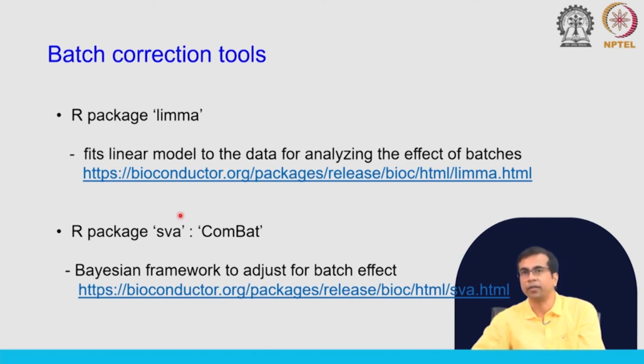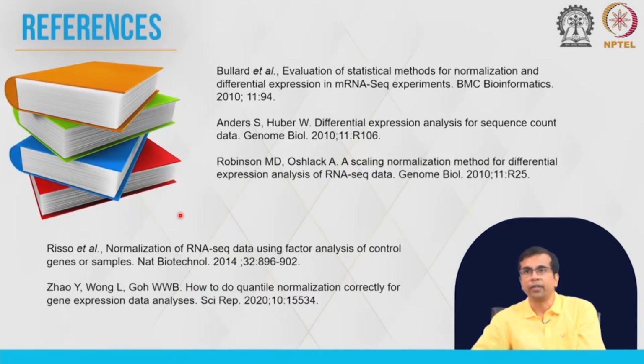And the second one is the function called ComBat, again correcting for batch effects. It uses a Bayesian framework to adjust for batch effect. I will not go into details, but if you are interested, of course, you can explore this more. Here are the references for this class.